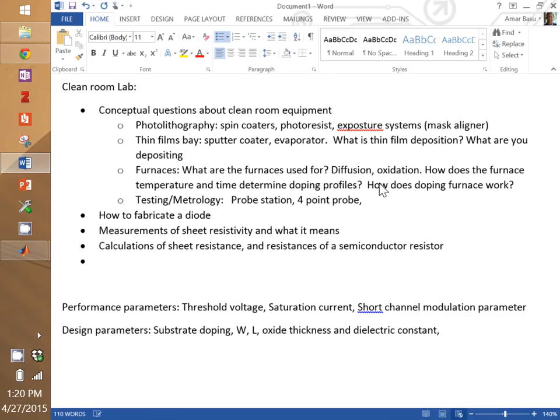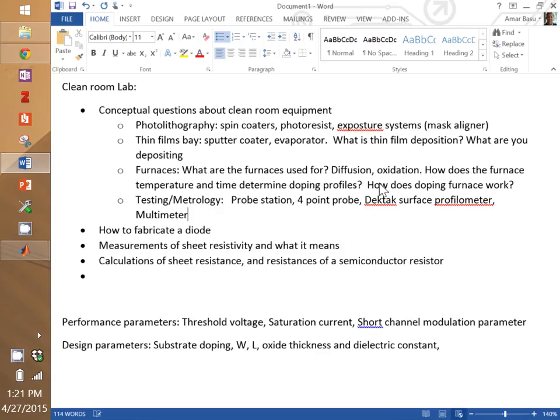The Dektak, right? Surface profilometer. So that's for measuring the surface topographies, you know, the thicknesses of the layers. Well, we also had a multimeter, but that's not really that.